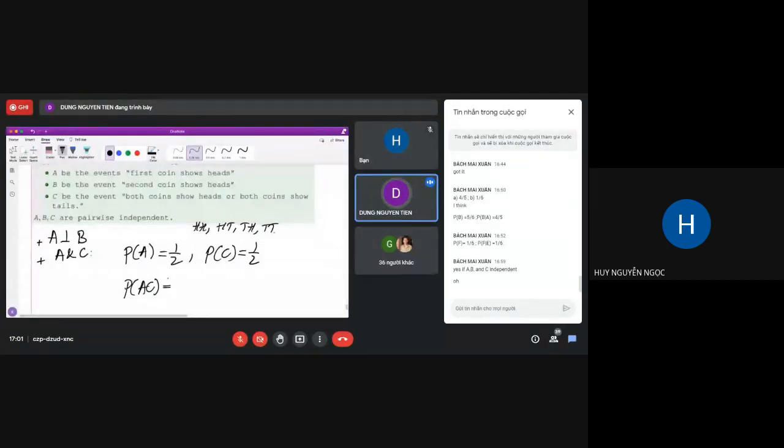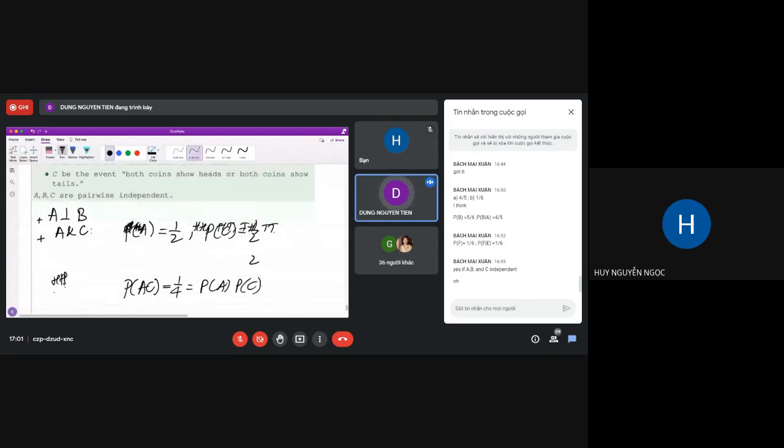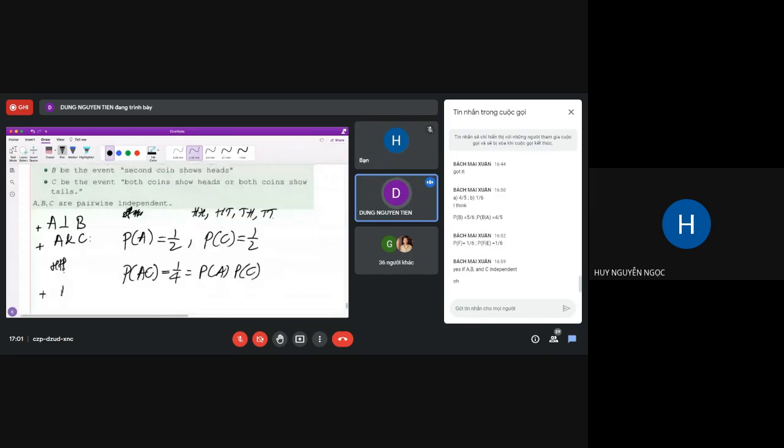So you get only one case. If the first one is a head and they are the same, then the second one is also a head. Therefore, you have only one case that satisfies the requirement, and you get 1/4. This is the same as the probability of A times the probability of C. So you can see that A and C are independent. You can also prove that B and C are independent using a similar argument.